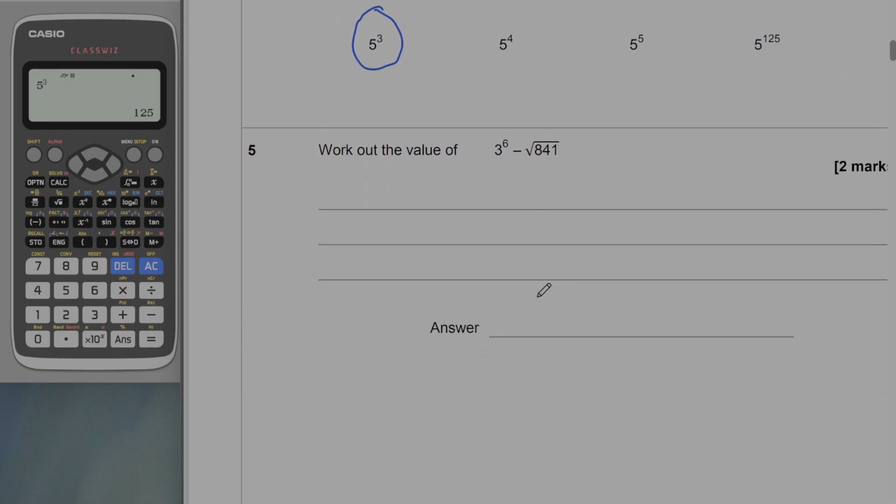Okay, work out the value of 3 to the power 6 minus the square root of 841. I would just go straight for my calculator for this. So 3 to the power 6 minus the square root of 841. So 700. I'm writing it in the wrong place straight away. 700.